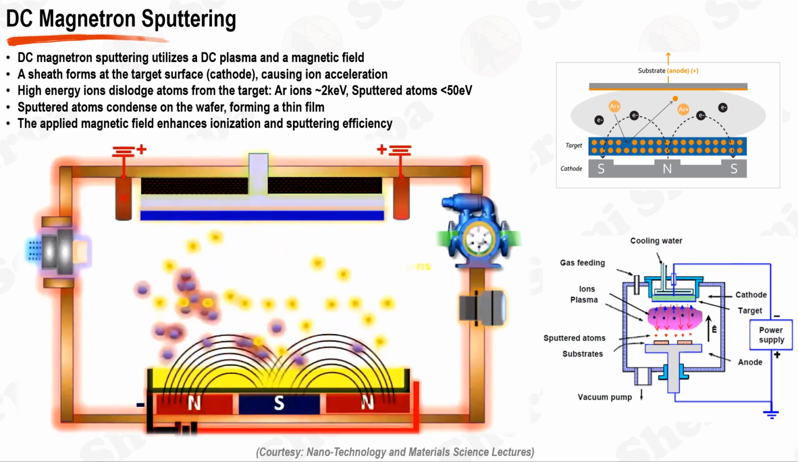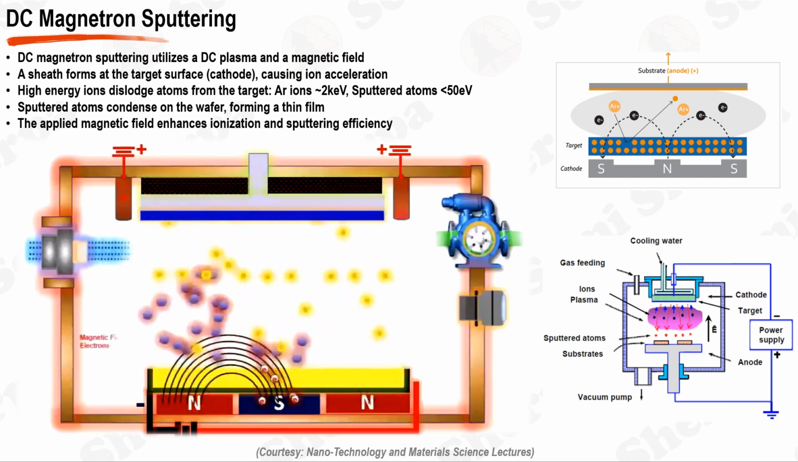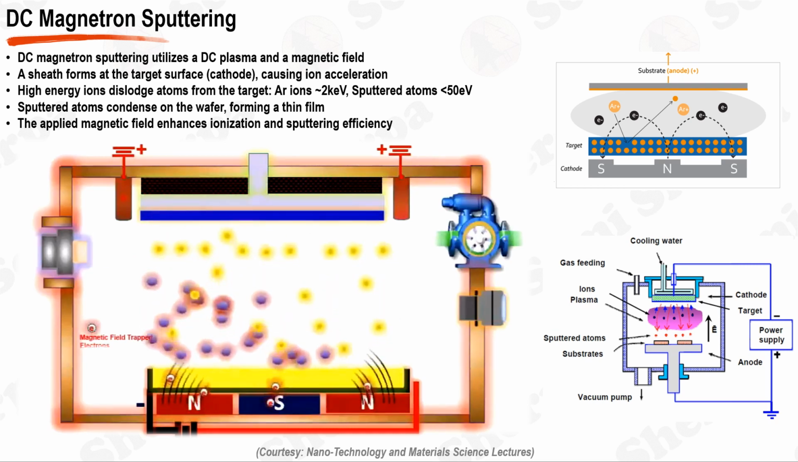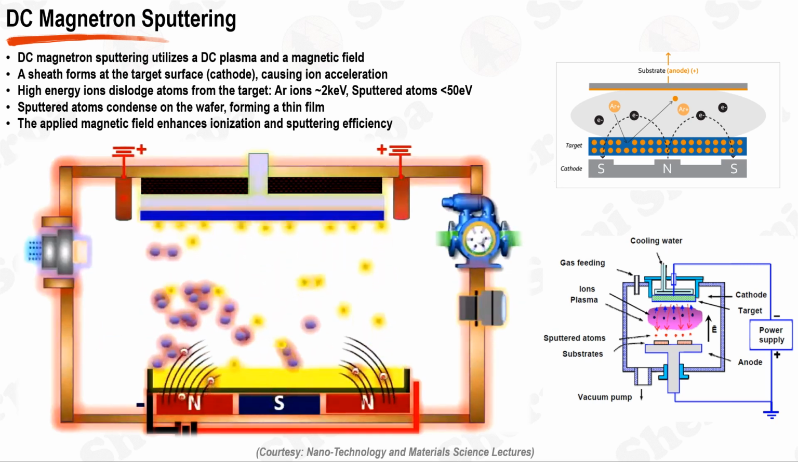DC plasma is formed by the ionization of gas atoms in a DC electric field, typically between a cathode and an anode. The cathode, often termed as the target, is the material that we wish to deposit on the substrate or wafer, and the anode is usually the chamber wall or grounded shield.